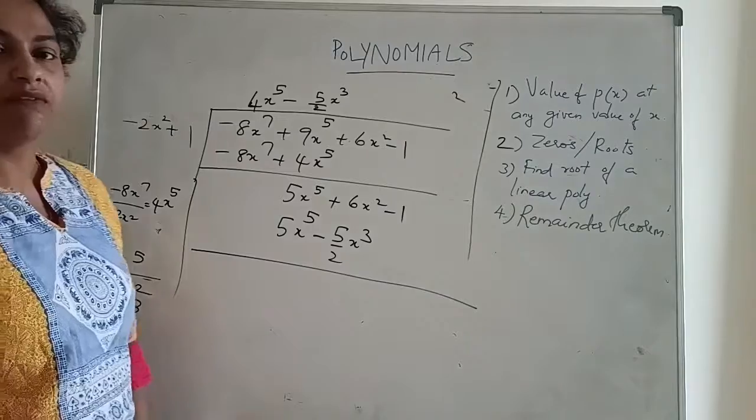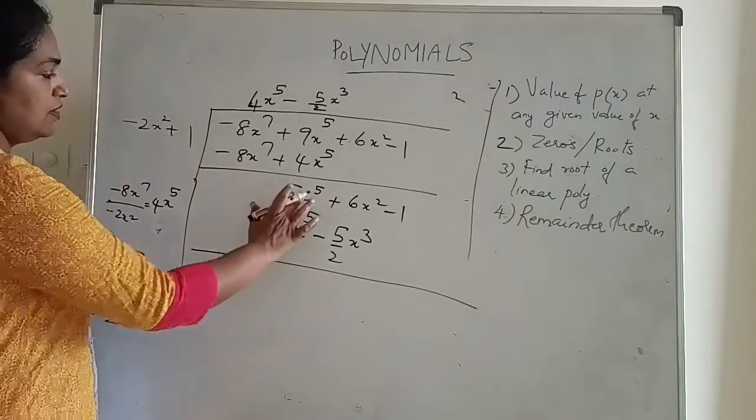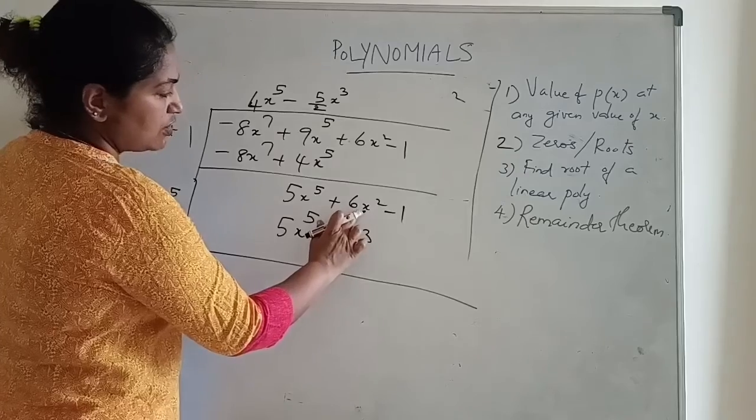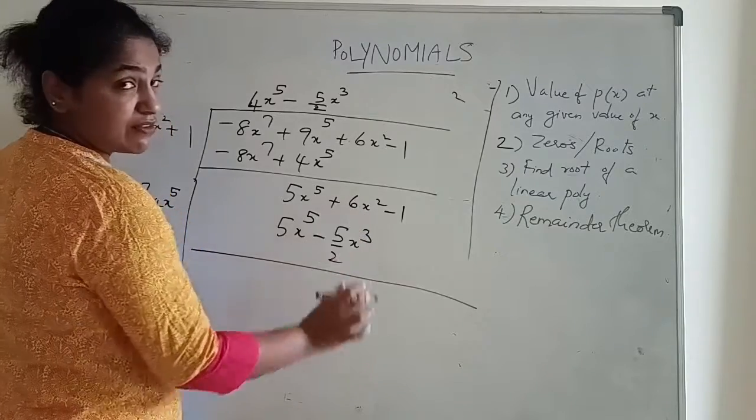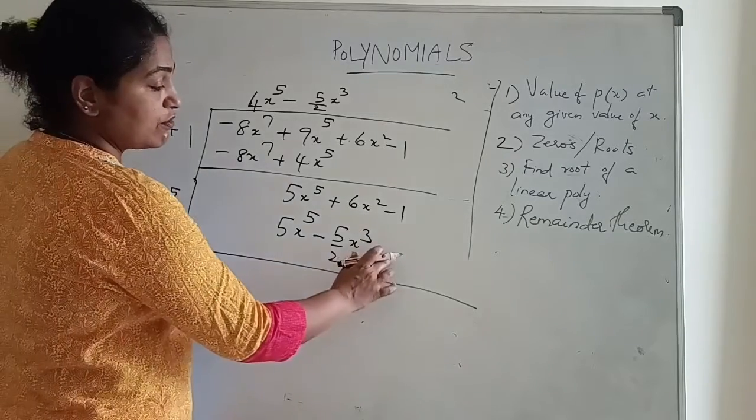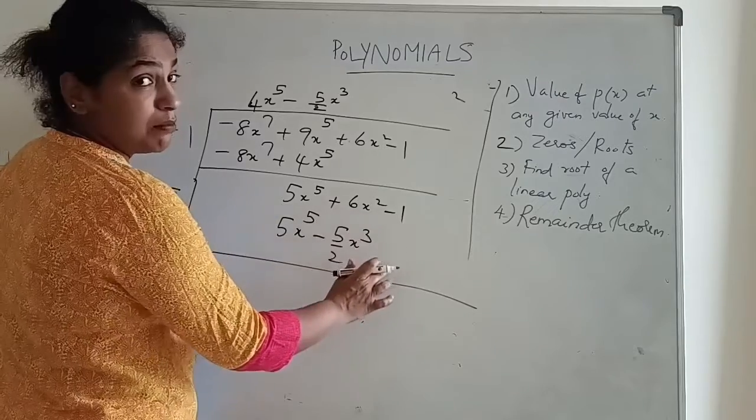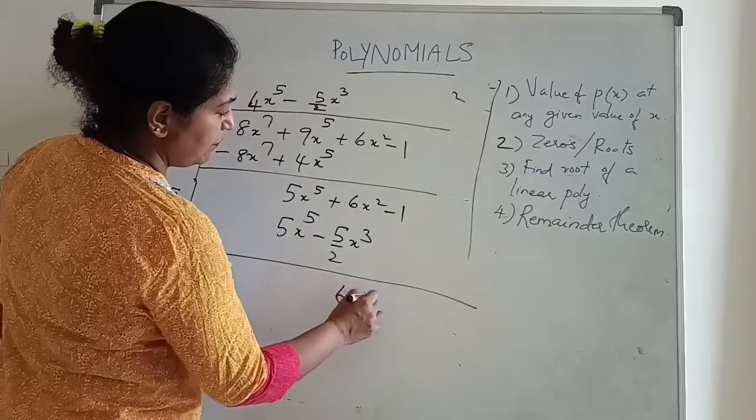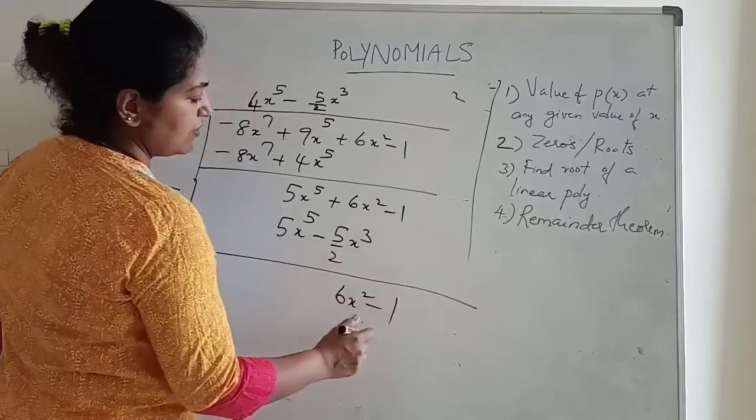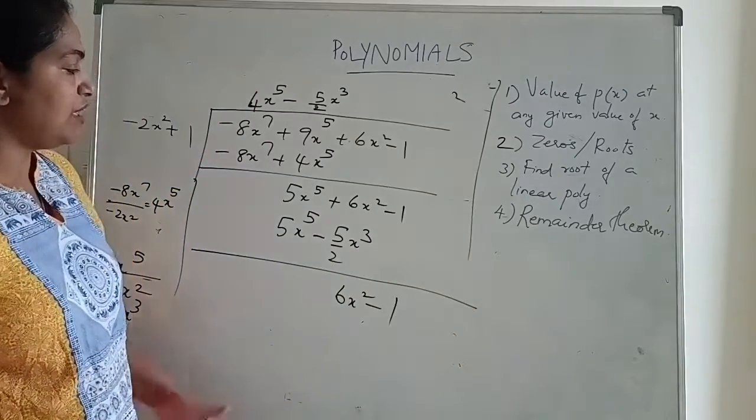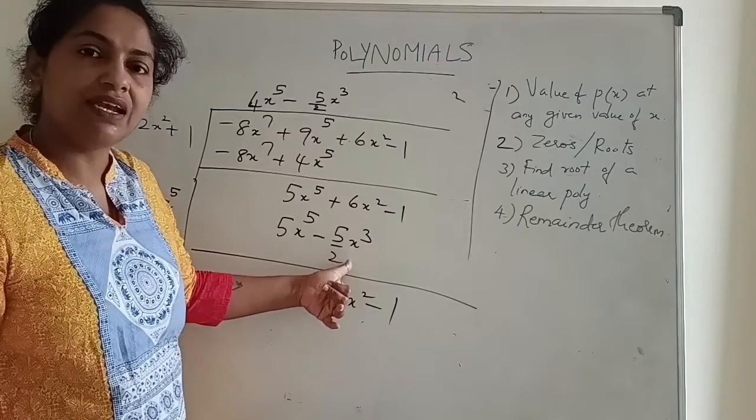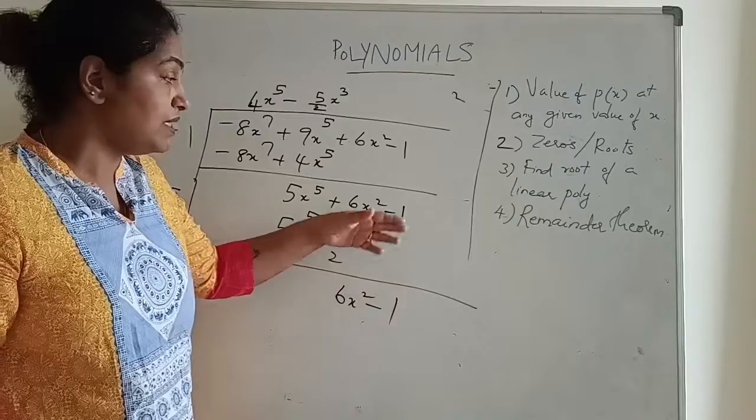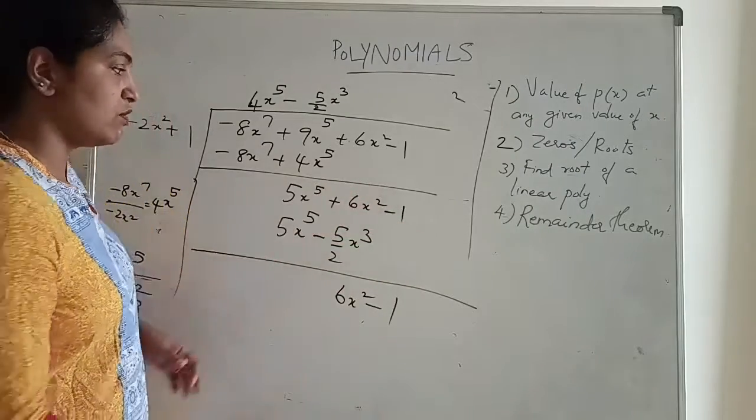What's my next step? Line 1 minus line 2. This and this becomes a 0 x raised to 5. The next term of my dividend is 6x square. I can see that there is no x square term here. 6x square minus 0x square will give me 6x square. Minus 1 minus 0 will give me minus 1. But I can see that I have left a term in the second line over here, which is an x cube term. There was no x cube term in the previous line. That was a 0x cube.